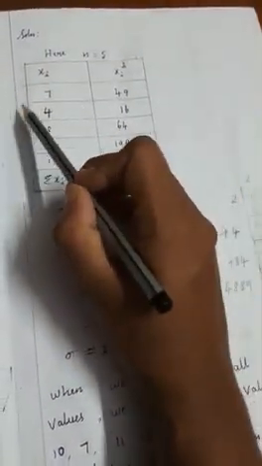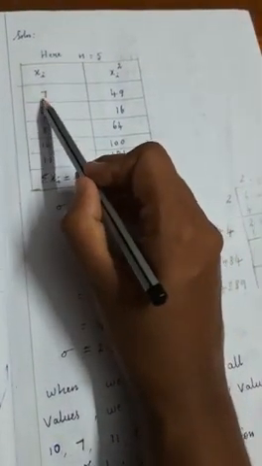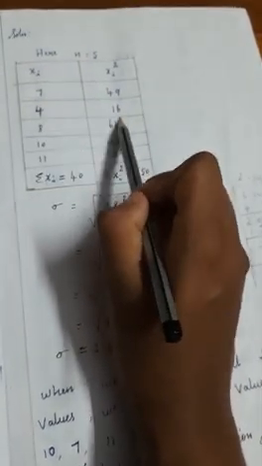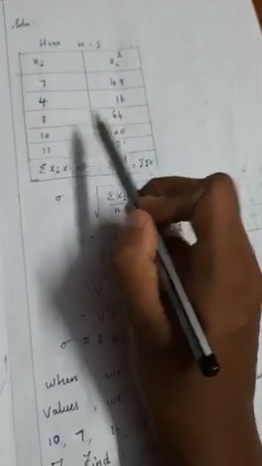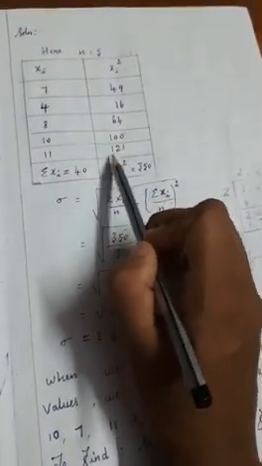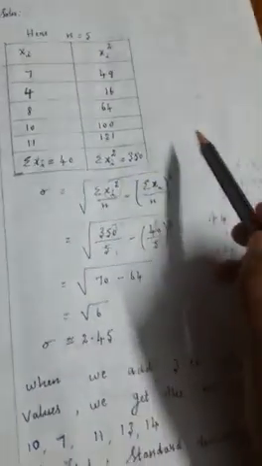The xi square means make the square of all the xi values. So 7 square means 7 7s are 49, 4 square means 4 4s are 16, 8 square means 8 8s are 64, 10 square means 10 10s are 100, 11 square means 11 11s are 121.